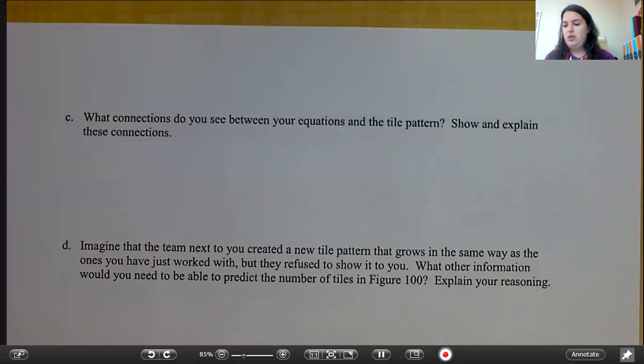If you're back with me, that means you have answered part B. Part C says, what connections do you see between your equations and the tile pattern? Show and explain these connections. Go ahead and pause the video and answer that.